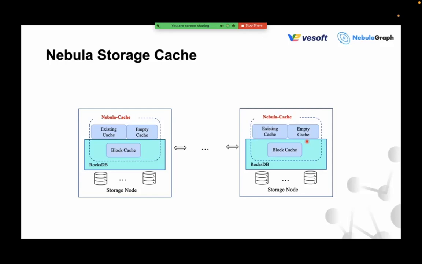Outside of RocksDB, we provision a cache space by using CacheLib, and we further divide the cache space into two pools. One is the existing cache pool, and the other is the empty cache pool. The existing cache pool is mainly used to store the keys and properties which exist in RocksDB. And the empty cache pool is mainly used to cache the empty keys, which were queried but do not exist in RocksDB.